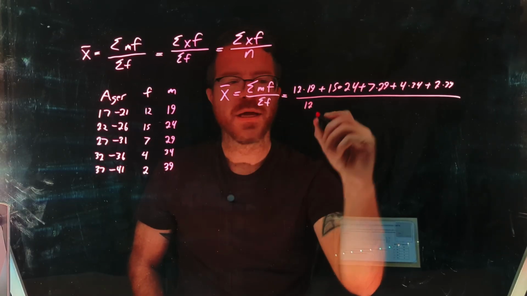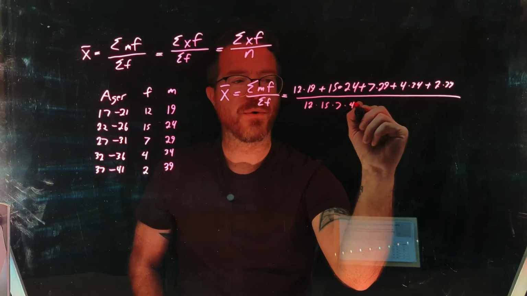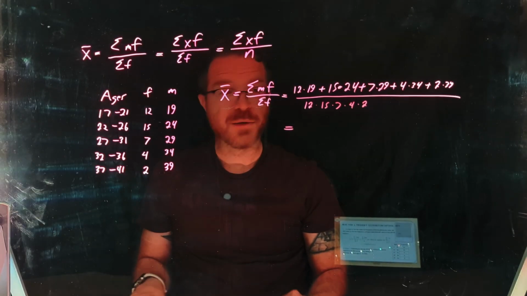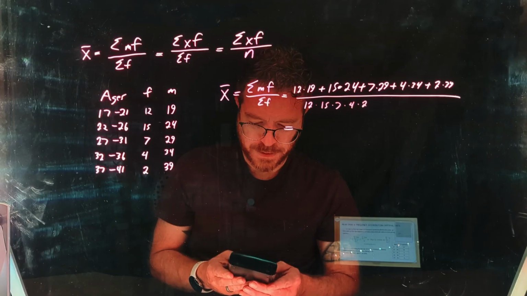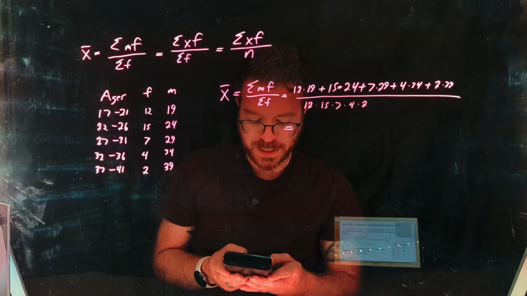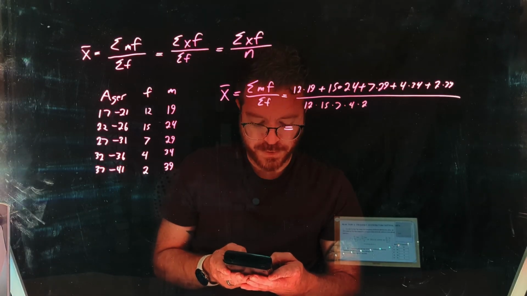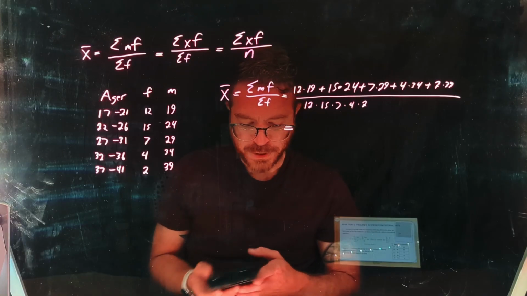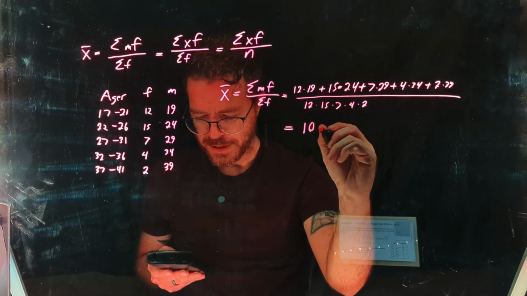Sum of our frequencies. 12 times 15 times 7 times 4 times 2. And let's figure out what this is going to be equal to. So we're going to get 12 times 19 plus 15 times 24 plus 7 times 29 plus 4 times 34 plus 2 times 39. So for our bottom, we get 1,005.